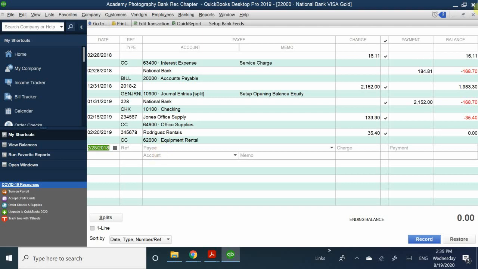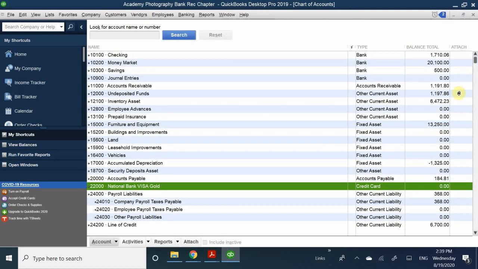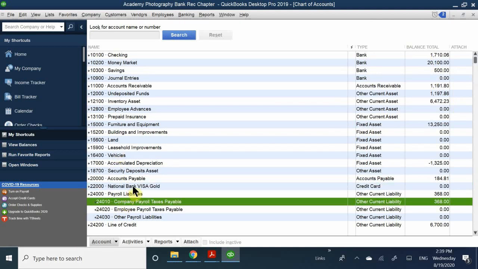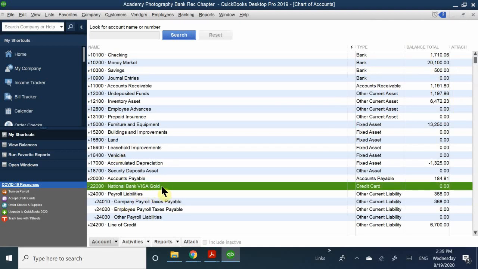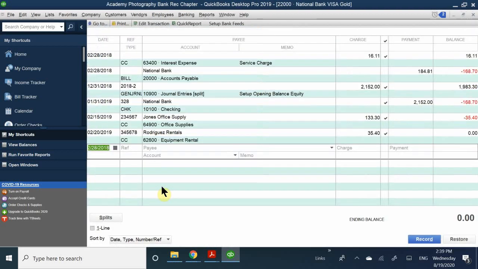Oh wait, am I in the right one? Yeah, I don't think this is. National Bank Visa. This is zero also. Yeah, it sure does. All right. Okay. Well, all we did was reconcile the bank. We didn't even pay the amount off yet. Let me see what happens if you do pay the amount off, because it says that we owe $0.